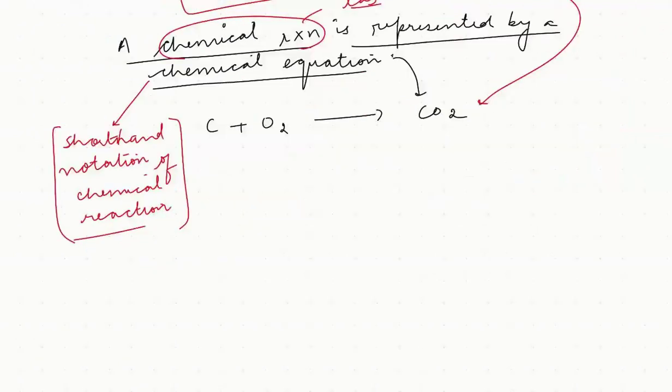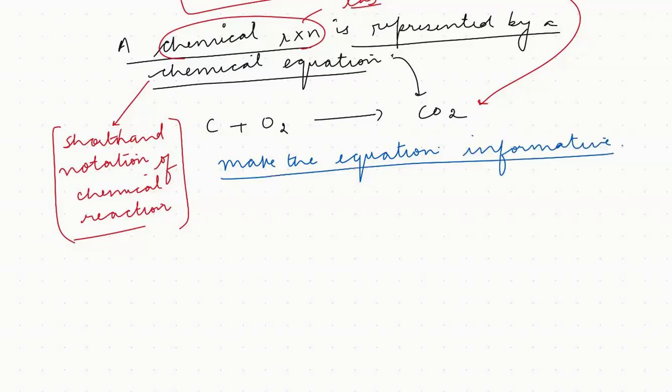Now the point here would be what? The point is that you have to carry forward all the observations, so in the equation, you have to make the equation informative. How would you make that equation informative? You would make that equation informative by writing down what? The states of the reactants and products.